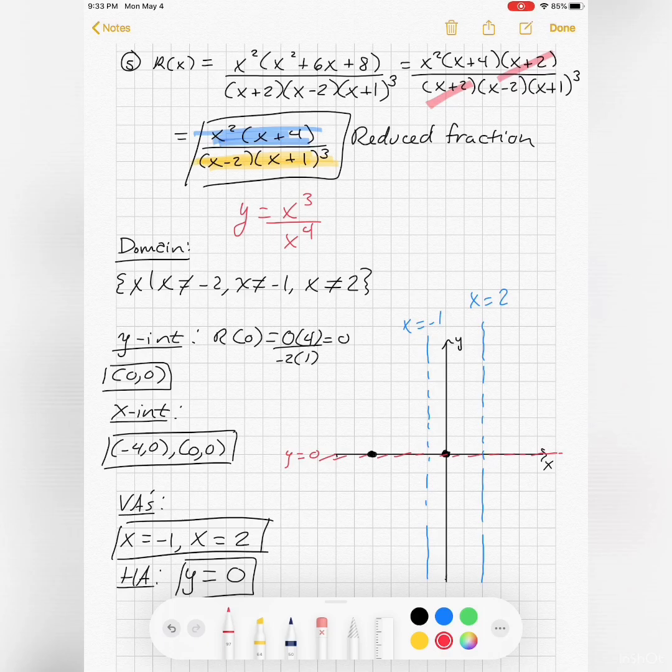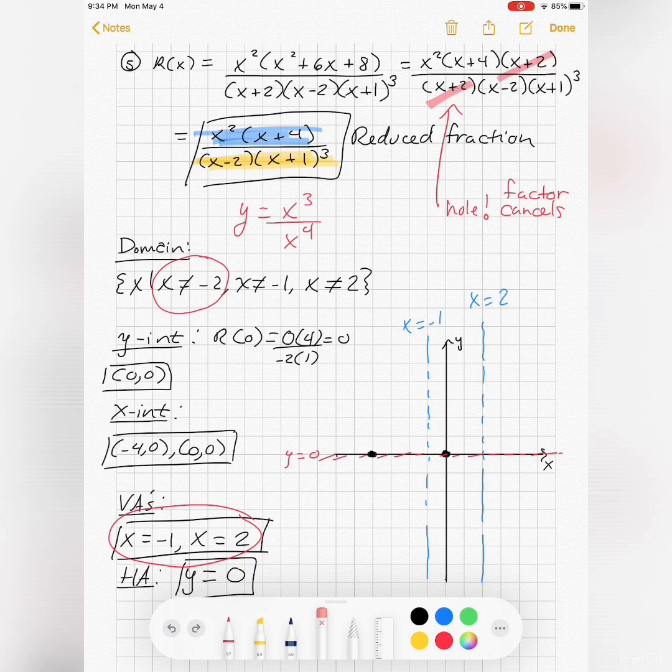Okay, so what have I not accounted for? You see how back up here that x plus 2 factor canceled? So x equals -2 is not in the domain, but it's not a vertical asymptote. So what is it? It's actually a hole in the graph. So if a factor cancels, that actually means I have a hole in the graph where x is -2.